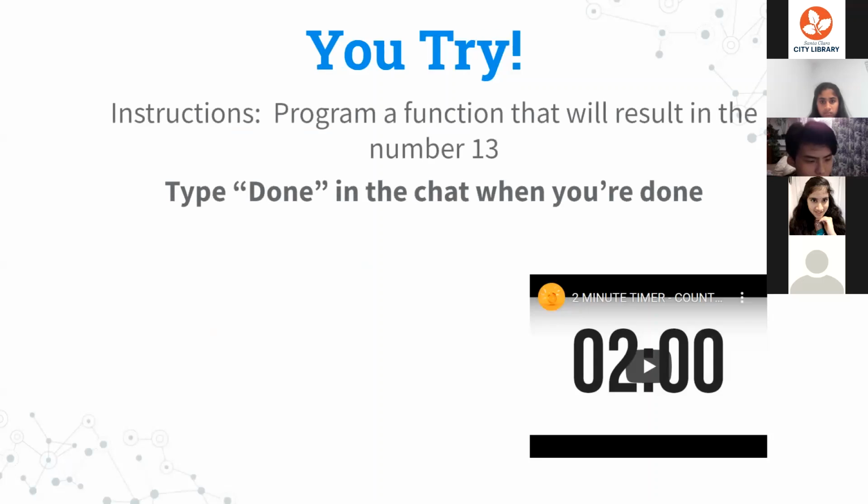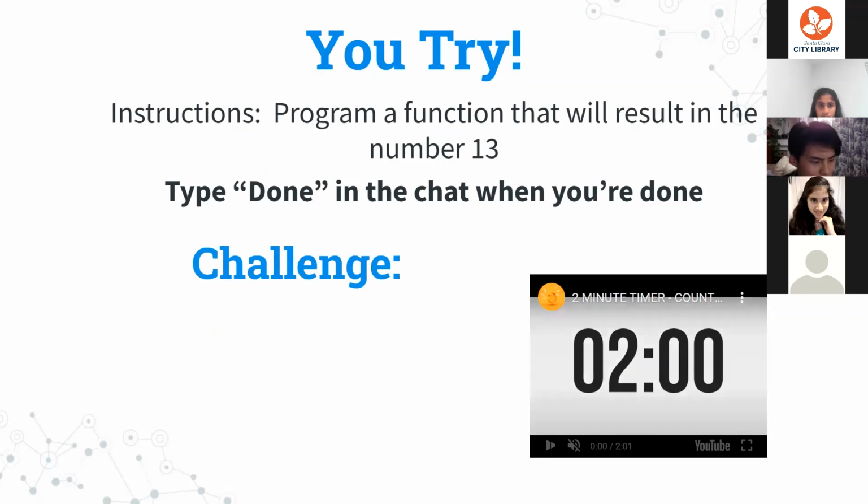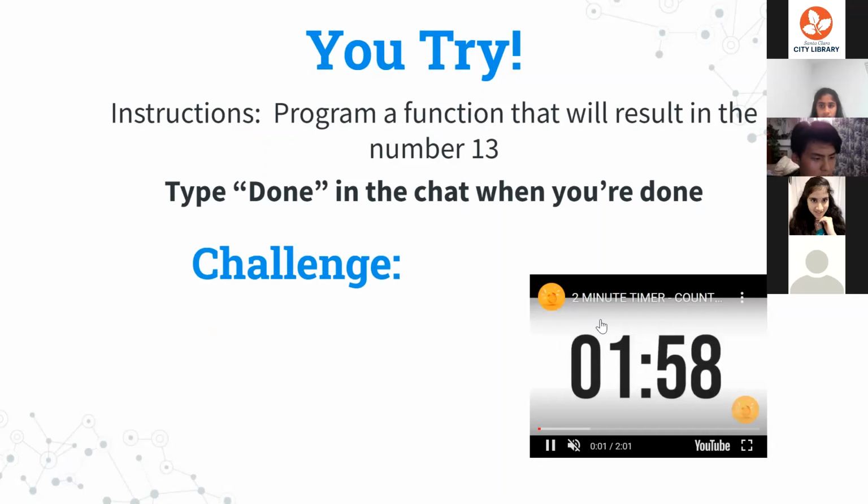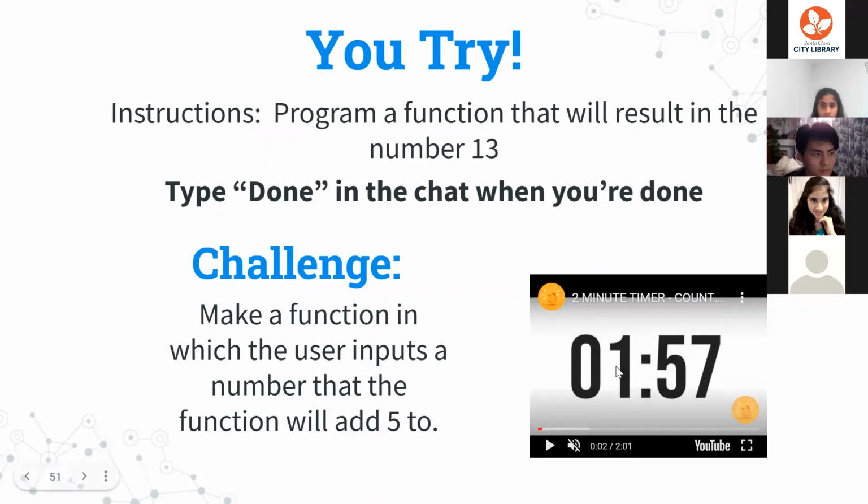Now it's your turn to try. For the instructions for this activity, program a function that will result in the number 13 being outputted. Type done in the chat when you're done. For the challenge, make a function in which the user inputs a number that the function will add 5 to. Keep in mind that these activities can be done without the use of a function, but we want to practice being able to use functions, which is why we assign these activities. We'll give you guys 2 minutes to work on it.